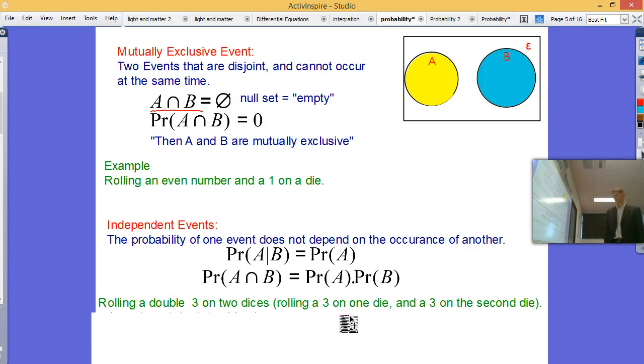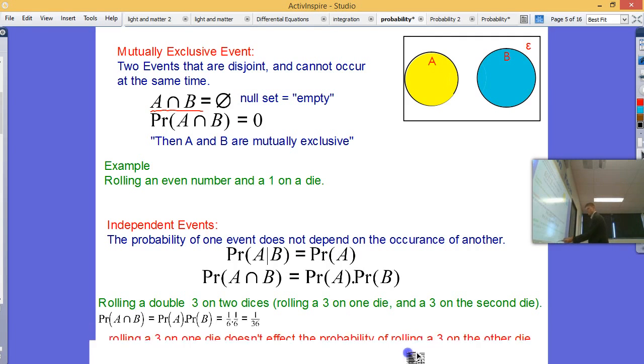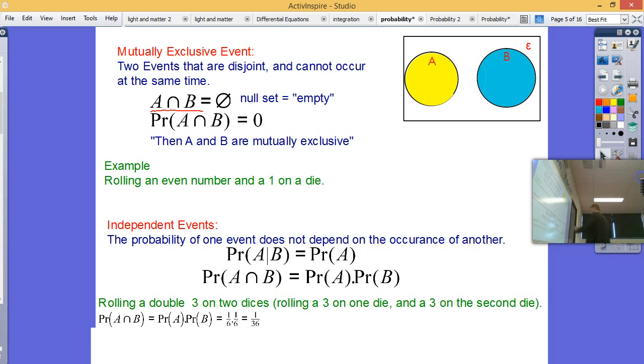Rolling a double 3 on 2 dice. So that means rolling a 3 on one die and then rolling a 3 on another die, a double 3. Now, rolling a 3 on one die doesn't change the outcome of rolling a 3 on a second die. They are independent events. So each is a 1 out of 6 chance of rolling a 3.